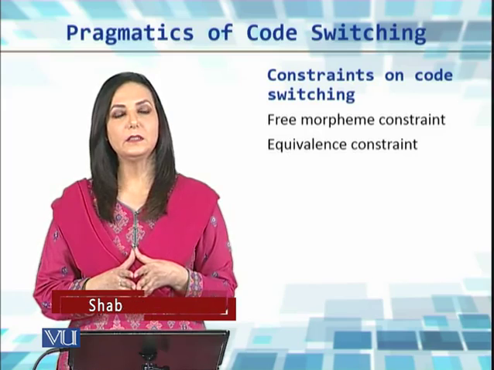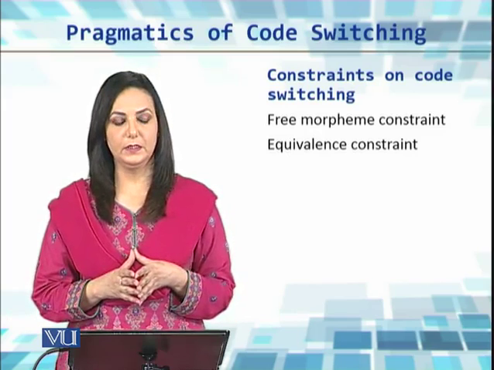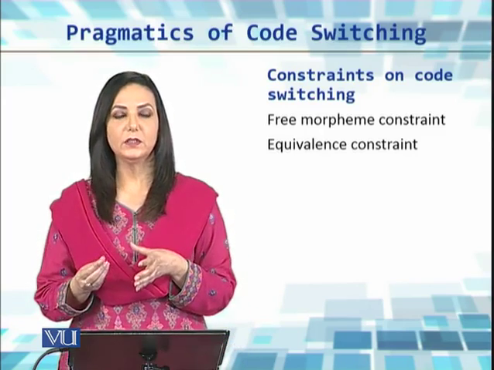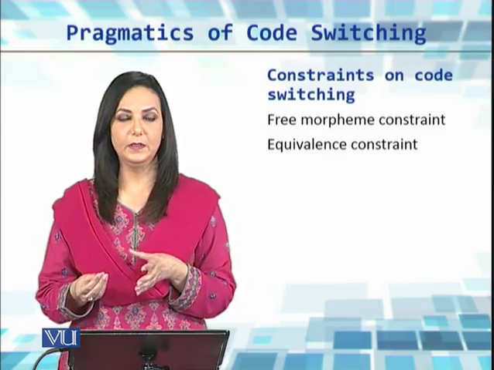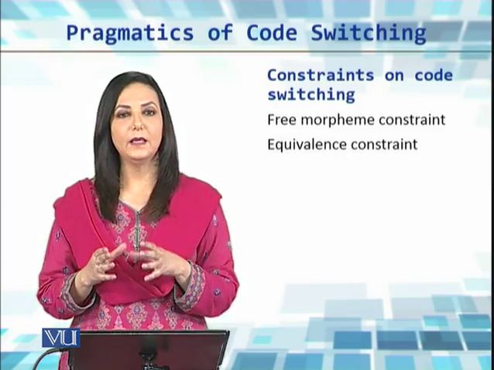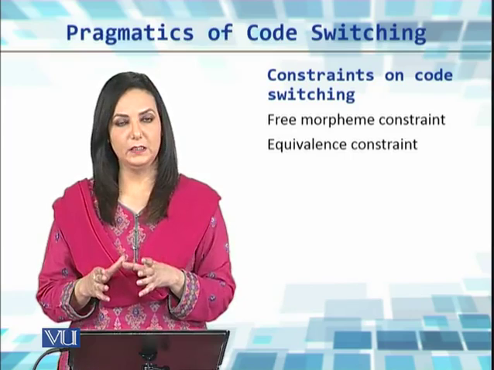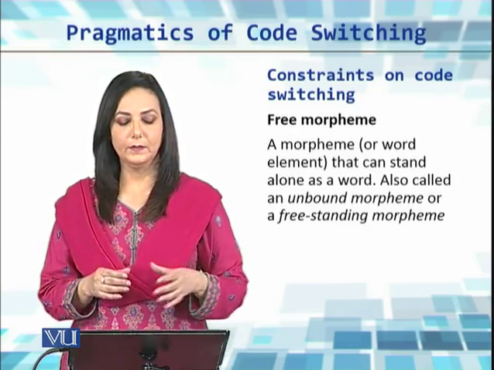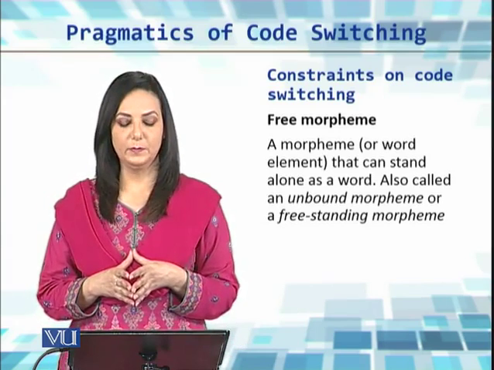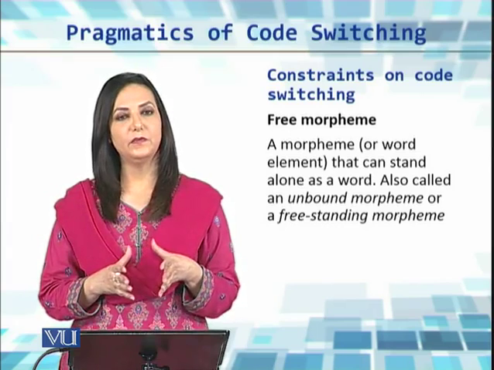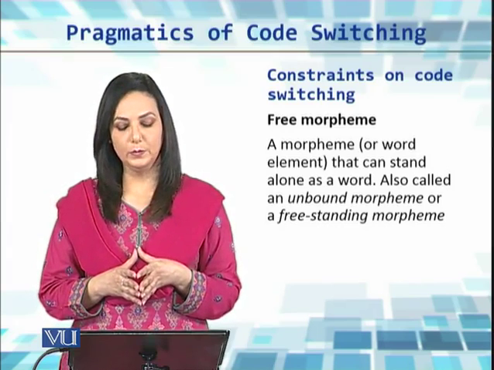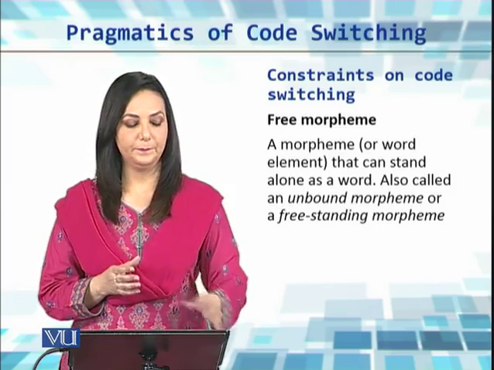A morpheme is the smallest meaningful unit of a word. For example, a morpheme like S, which is an extremely small linguistic element, is a morpheme. The S that we use for pluralizing nouns, this S is a complete morpheme in itself. Morphemes in English are divided into two types: free morphemes and bound morphemes. Free morpheme is a morpheme that can stand alone as a word. It is also called an unbound morpheme or a freestanding morpheme.